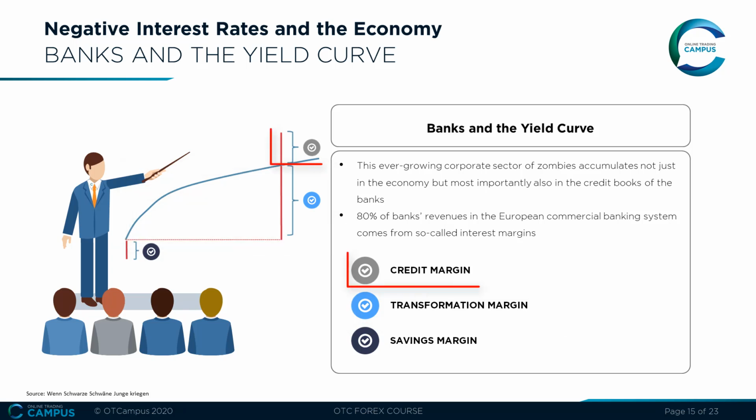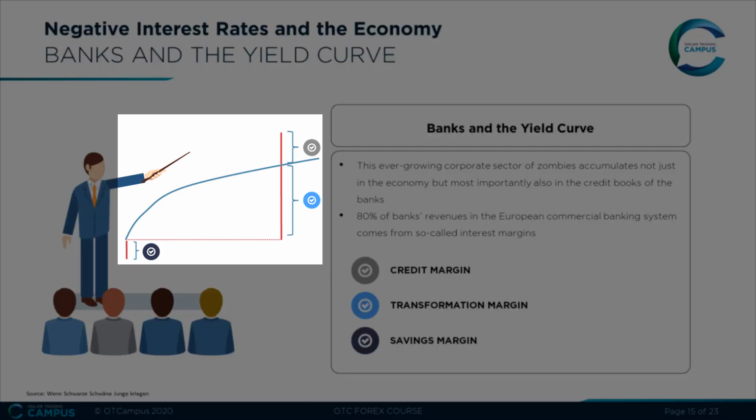The third interest margin is the so-called credit margin. Depending on the credit worthiness, the creditor must pay a risk premium. The savings margin, transformation margin, and credit margin thus account for 80% of the bank's earnings. The banks must deduct their costs from this amount, and when they have paid all costs, ideally there should be something left over because the bank is a company that has to make a profit. So remember, that's what happens in normal times.